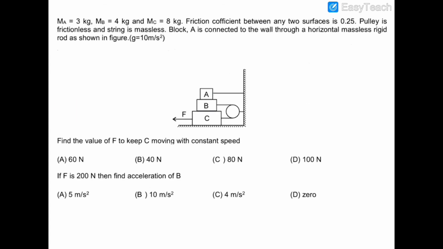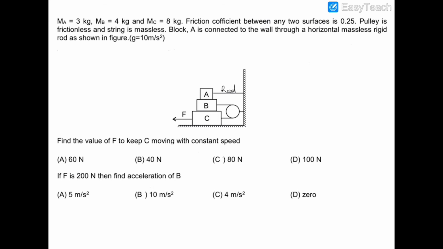Thank you. In this question, there is a system of three masses which are placed one over the other, and the friction coefficient between any two surfaces is given as 0.25, which is 1 by 4, and the pulley and strings are massless, and block A is connected with a rod. So this is a rod. So this is sure that block A will not move in any direction. And in the first question, we need to find out the value of F, which is required to move the block C with a constant speed.